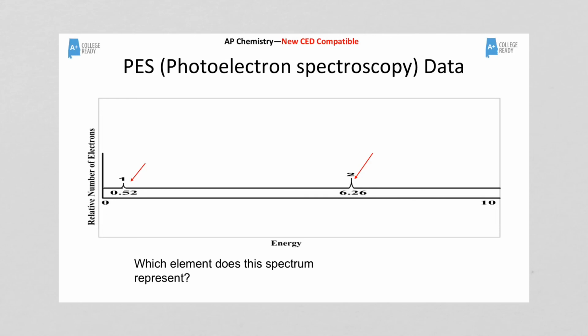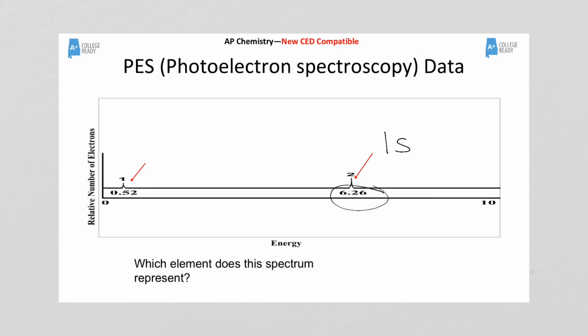Okay, so the first time you look at this, you'll see these peaks, and this one has a 1 and a 2. The first thing I look at is which of the peaks, and there could be many peaks, or in this case just 2, has the highest energy value. Notice this peak is 6.26. Whichever peak has the highest energy value represents the first orbital. Why? Because the 1s electrons are the most attracted to the nucleus and would take the most energy to be removed, which is the definition of ionization.